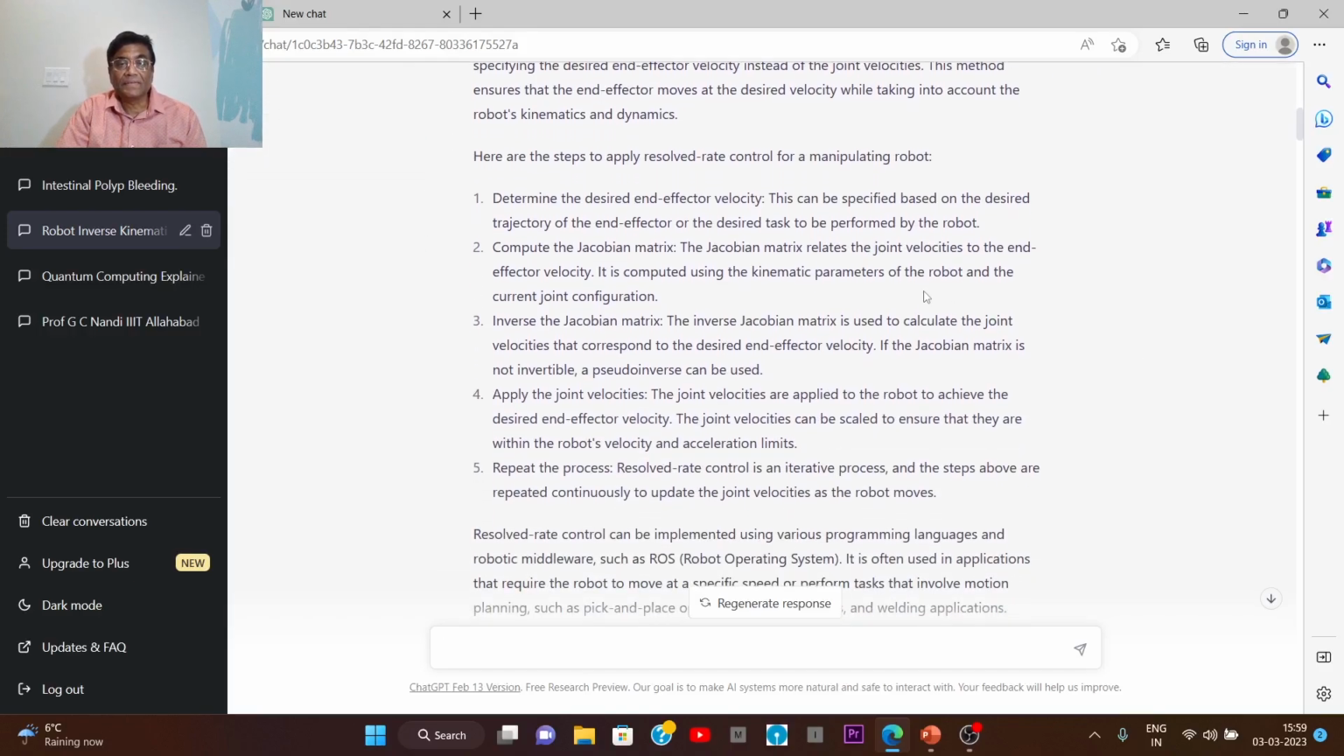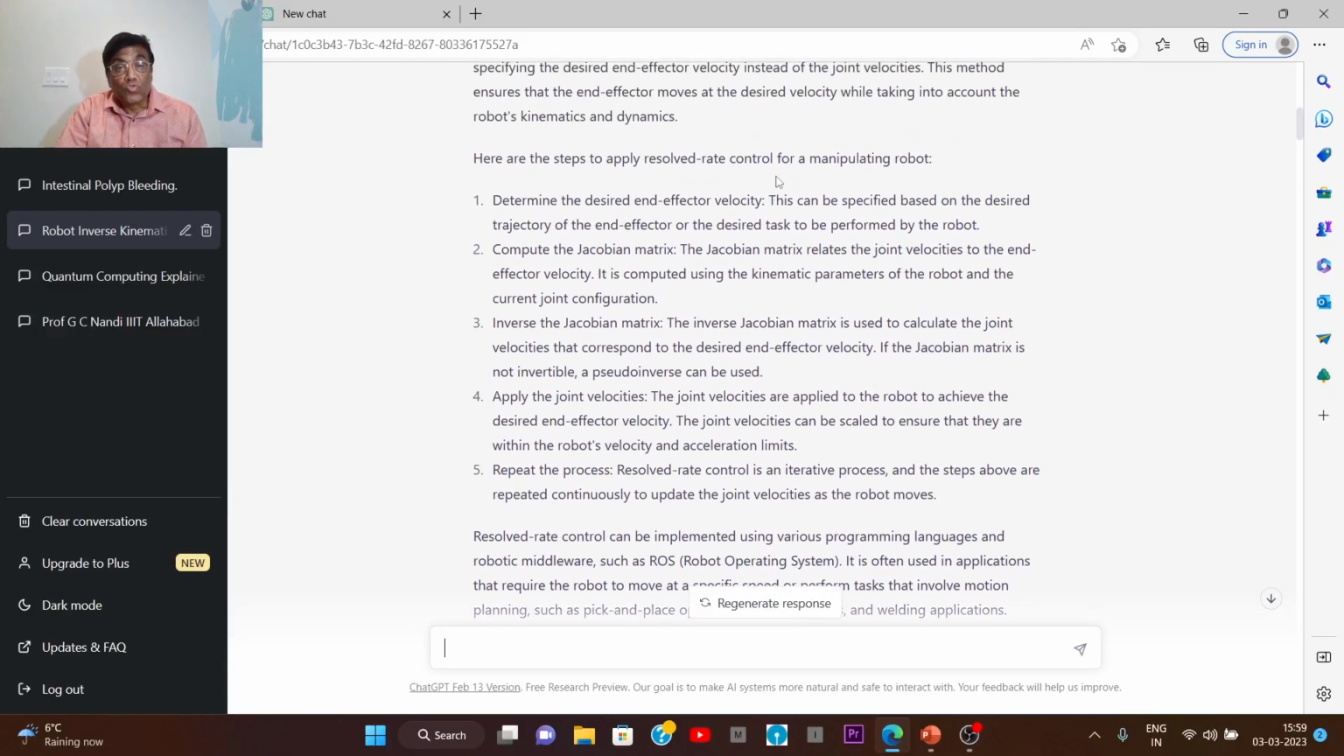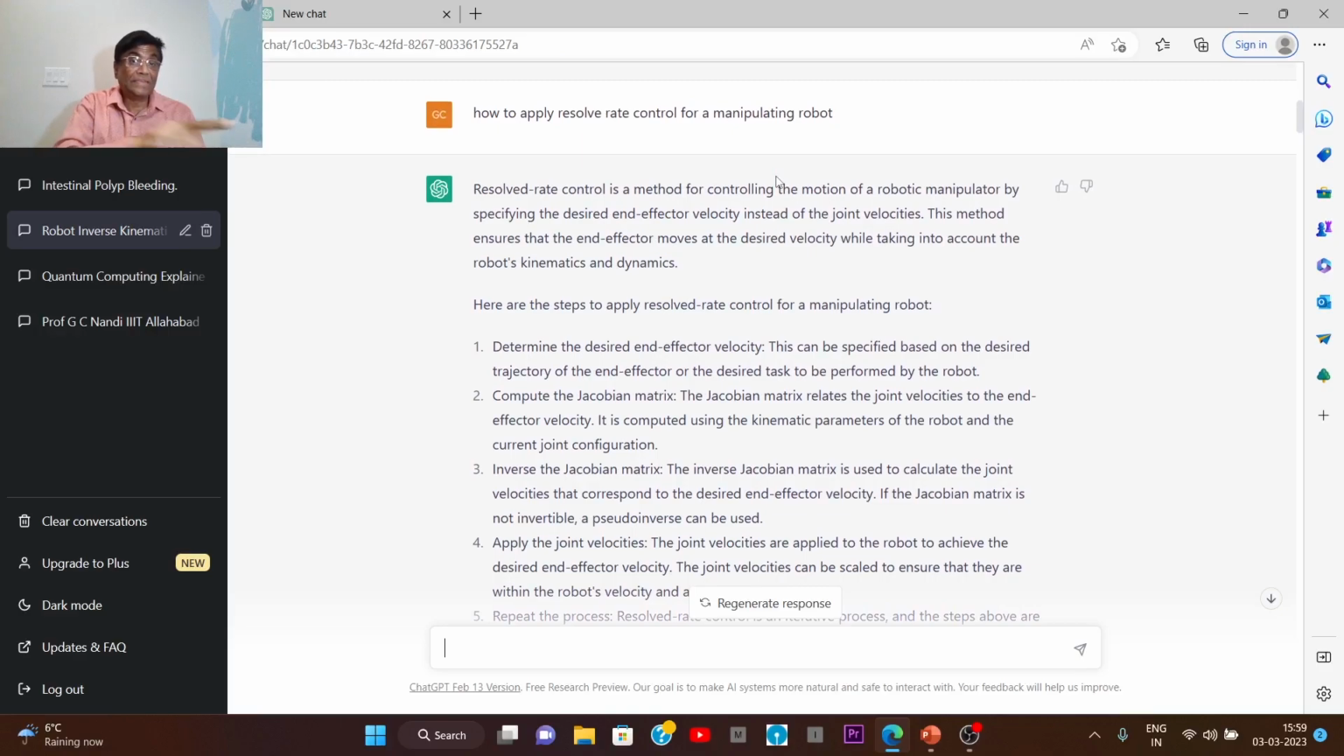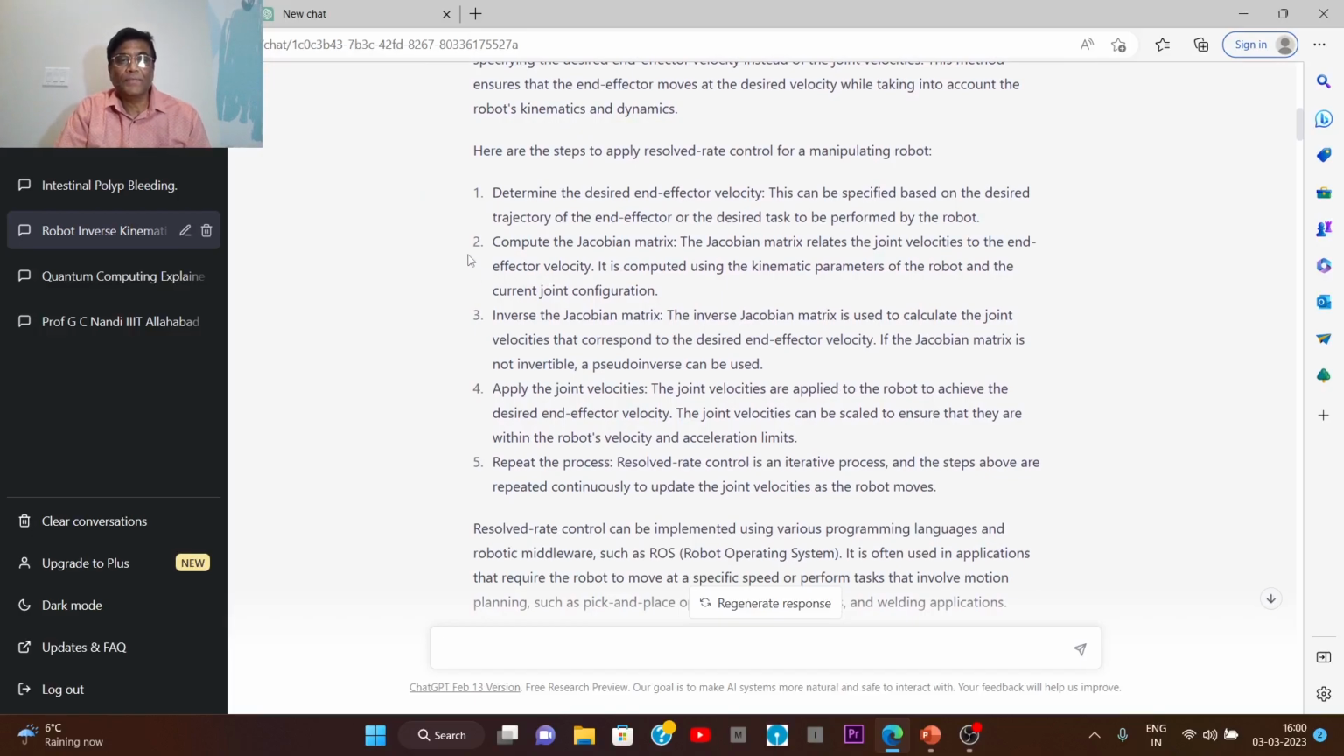So it is telling beautifully all the steps. Here are the steps. Okay, resolved rate control. Now, how to control means I am specifying Cartesian space velocity with the trajectory, and it is required to resolve the joint space velocities using the Jacobian. And again, in a loop, you need to run the control loop. Okay, so it is writing.